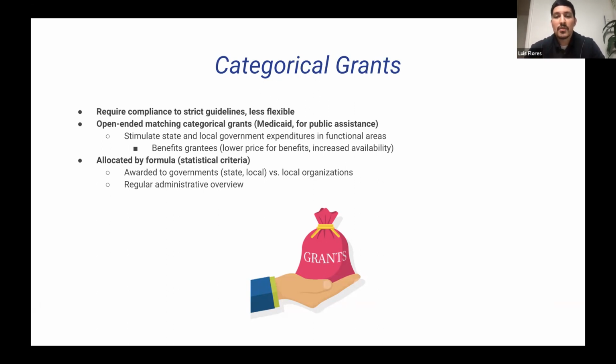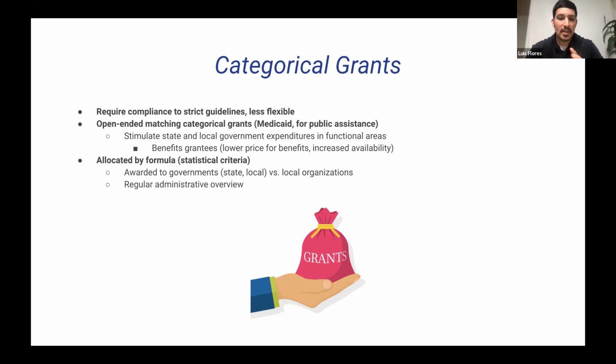And of course, the purpose of these is for public assistance, for the public good. And they really help stimulate state and local government expenditures in functional areas, right? You're making sure that your grantees are getting a lower price for benefits. There's an increased availability of funding because they are open-ended and they're providing a public good, like Medicaid, of course. You're pretty much stimulating state and local government expenditures in areas that local or state governments can deem to be functional. And they're allocated by formula.